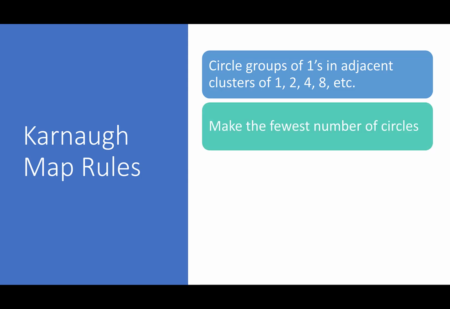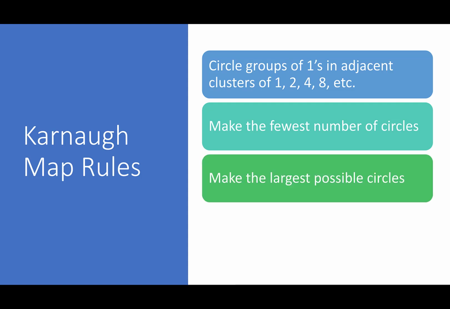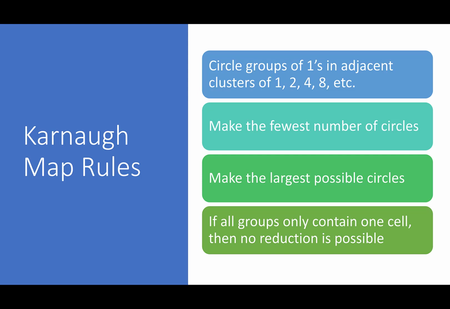Next up, make the fewest number of circles, right? If you can make just one circle, then you're going to have a hugely reduced circuit for sure, okay? So the fewest number of circles. Make those circles as large as possible. They're circling the largest group that you can get, all right? And then lastly, if all the groups only contain one cell, then no reduction is possible. That's what we saw on the previous slide.